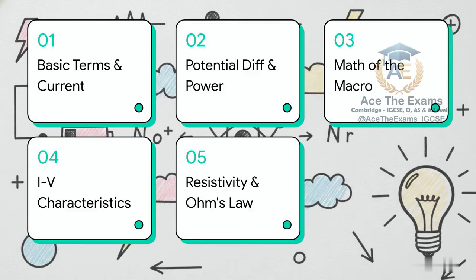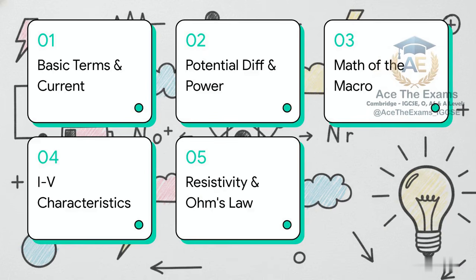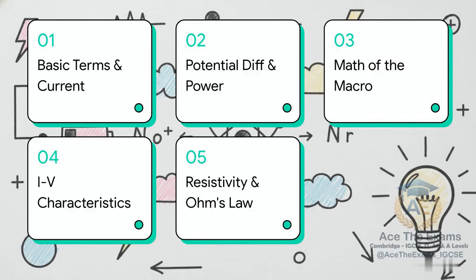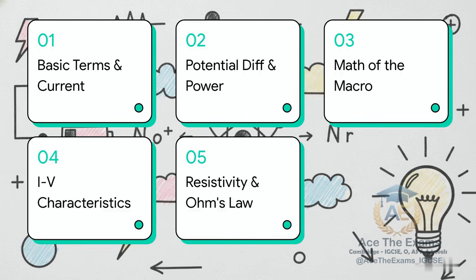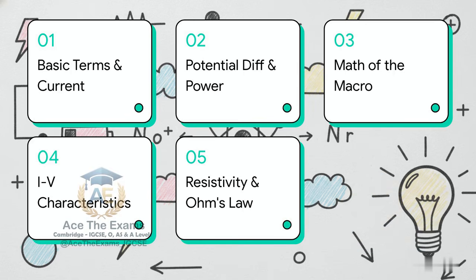Okay, let's dive right into this and look at our roadmap. We have a systematic approach today. Section 1 is basic terms and the truth about current. Section 2 covers defining potential difference and power. In Section 3, we'll tackle the math of the macro. Section 4 is all about component IV characteristics. And finally, Section 5 wraps up with resistivity and Ohm's law.